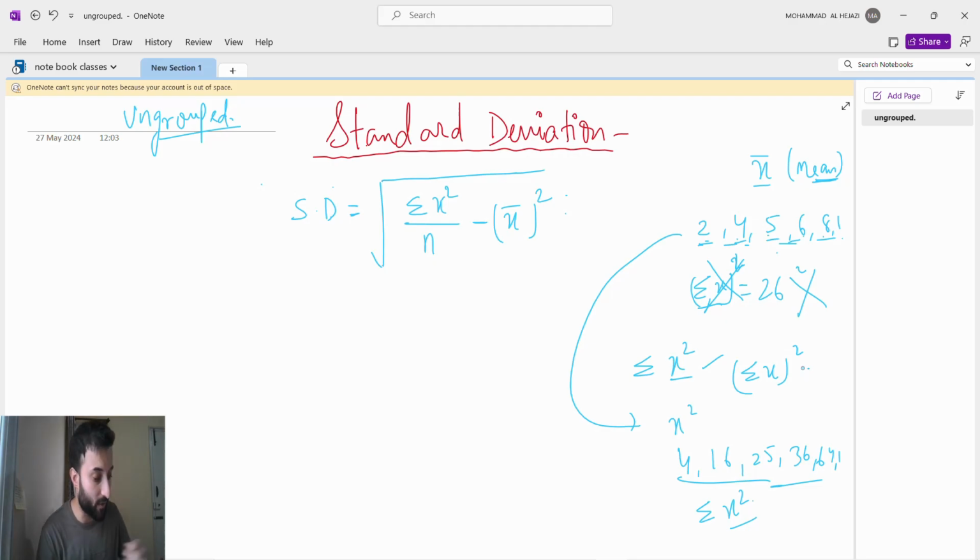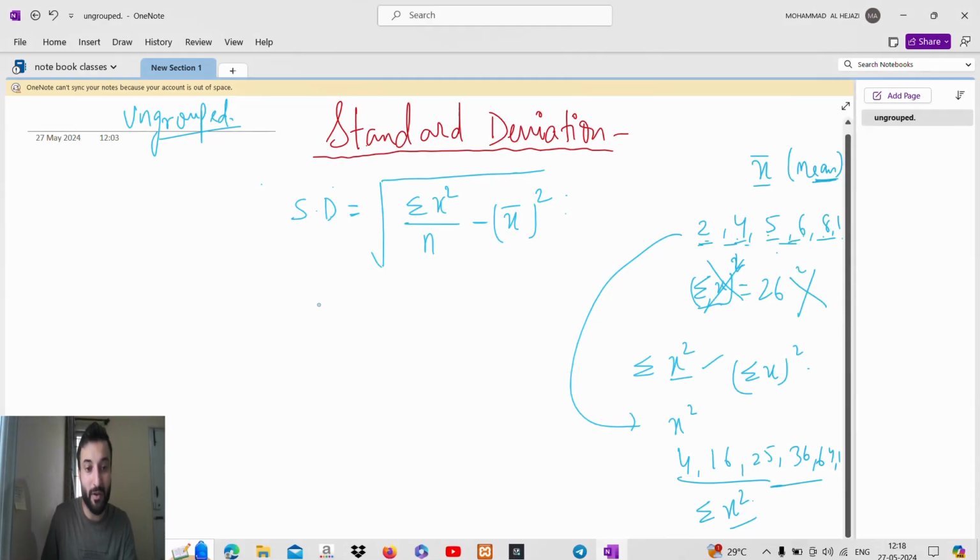So many students, whatever x they are given in the question, will find the summation of x, and whatever value of summation of x they get, they will do whole square. It's not like that. It is summation of x square, means x is given, for that x we have to find the x square, and then take the summation. So summation of x square. Only one formula we know.